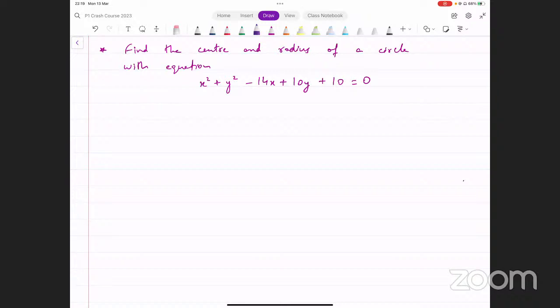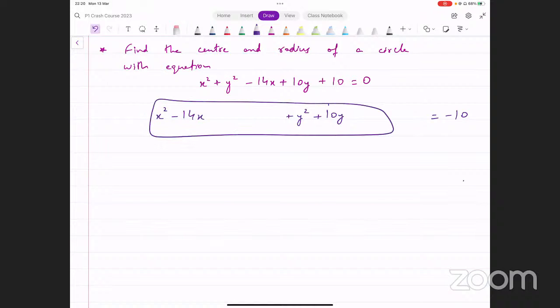First of all, the first thing you're going to do is you're going to write all the x terms together. So you have x squared minus 14x. Write these two terms together. Now leave some space because we want to complete the square for this. Write the y terms together. So you have y squared plus 10y. Again, leave some space. Take the constant to the other side. You don't need that here. That's minus 10 on the other side. All right, so write x terms together and y terms together. Now you have to complete the square for each one of them separately.